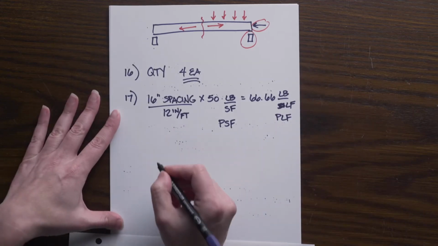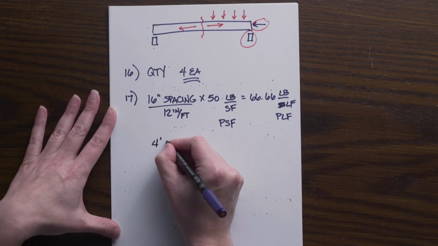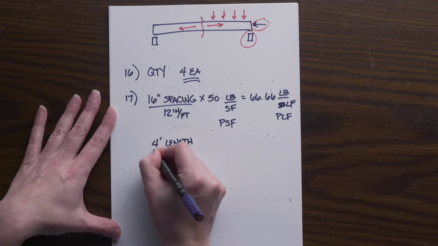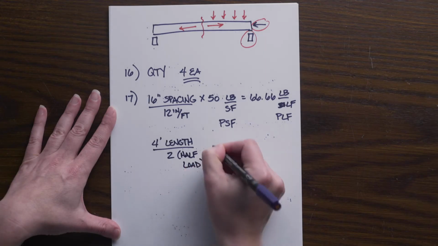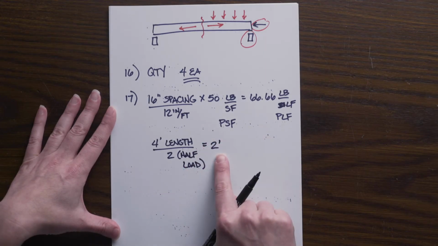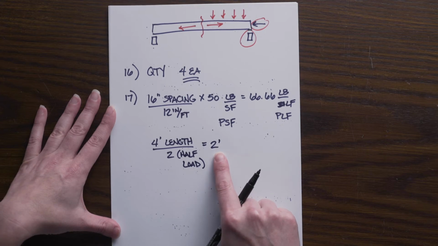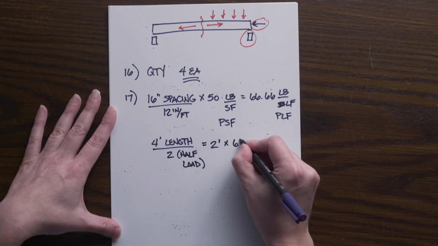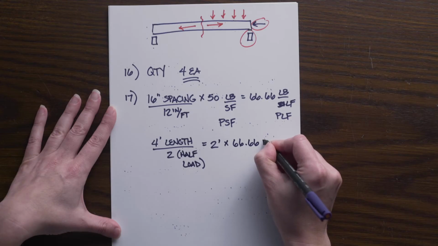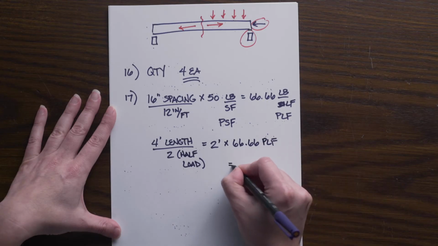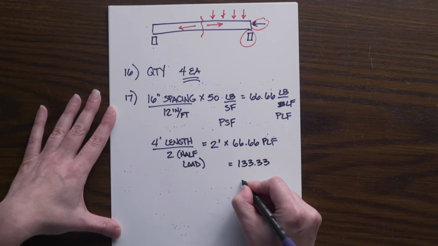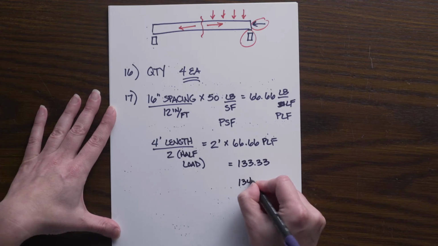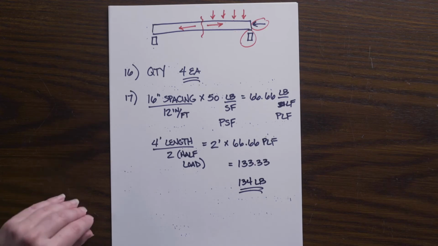So if we have a 4 foot tail joist, and we divide it by 2 because it only supports half the load, we know that we only have 2 feet of our floor system that is resting on that single joist hanger. So we can take that 2 feet multiplied by our roughly 67 pounds per lineal foot and get 133.3 repeating, or we can list it as 134 pounds on a single joist hanger.